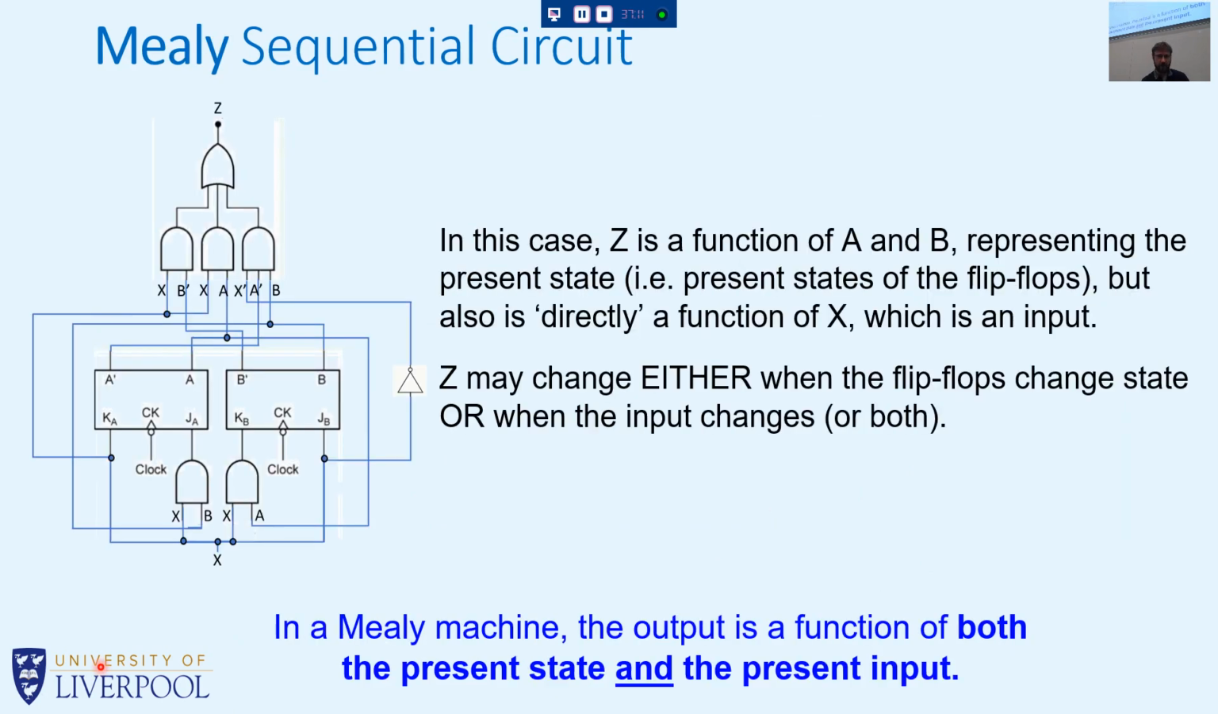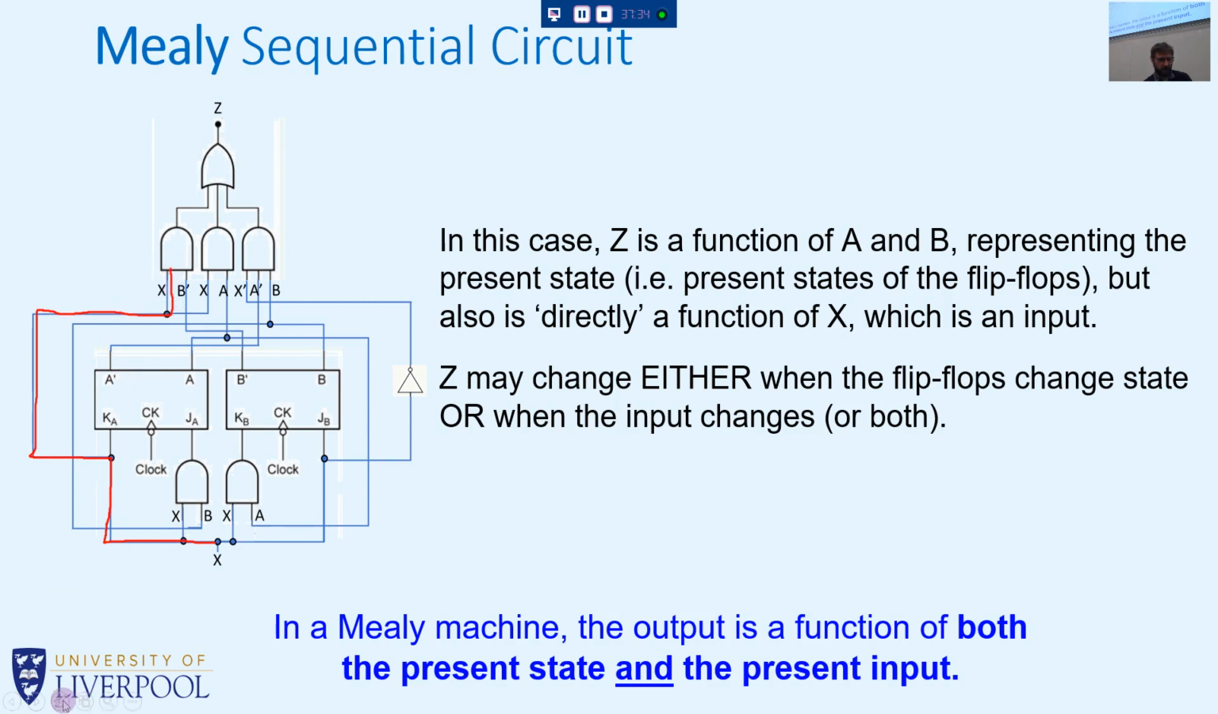Whereas in this case, a slightly convoluted case here, I hope you can see that X has a direct line, okay? So here now, X not only affects the flip-flop next states and then present states and then output, it also has a direct line to this combinational logic.